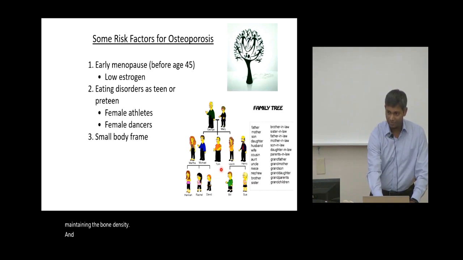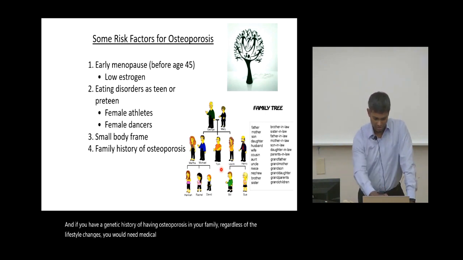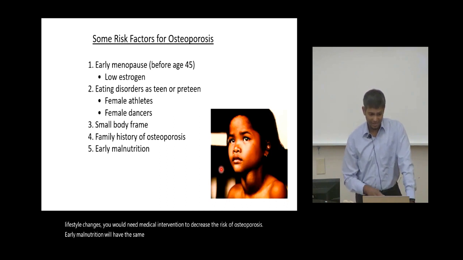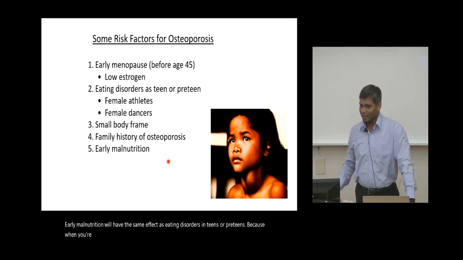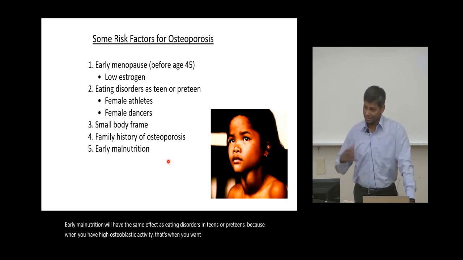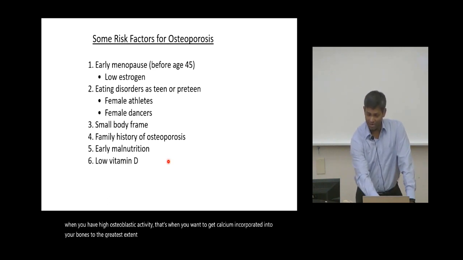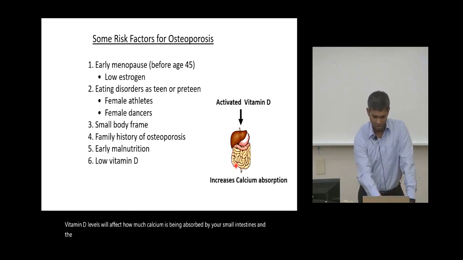And if you have a genetic history of having osteoporosis in your family, regardless of the lifestyle changes, you would need medical intervention to decrease the risk of osteoporosis. Early malnutrition will have the same effect as eating disorders in teens or preteens, because when you have high osteoblastic activity, that's when you want to get calcium incorporated into your bones to the various extent. We also find low vitamin D levels will affect how much calcium is being absorbed by your small intestines and thereby incorporated into your bones.